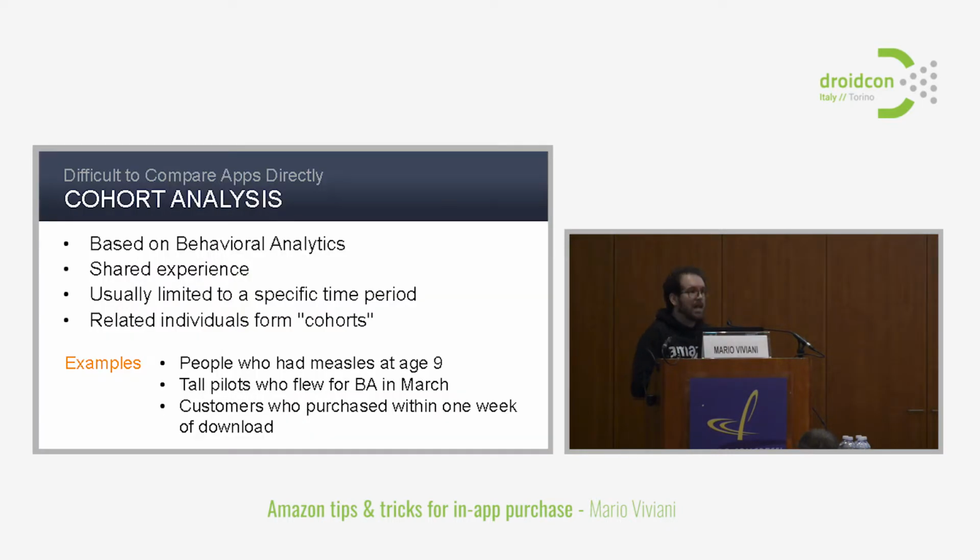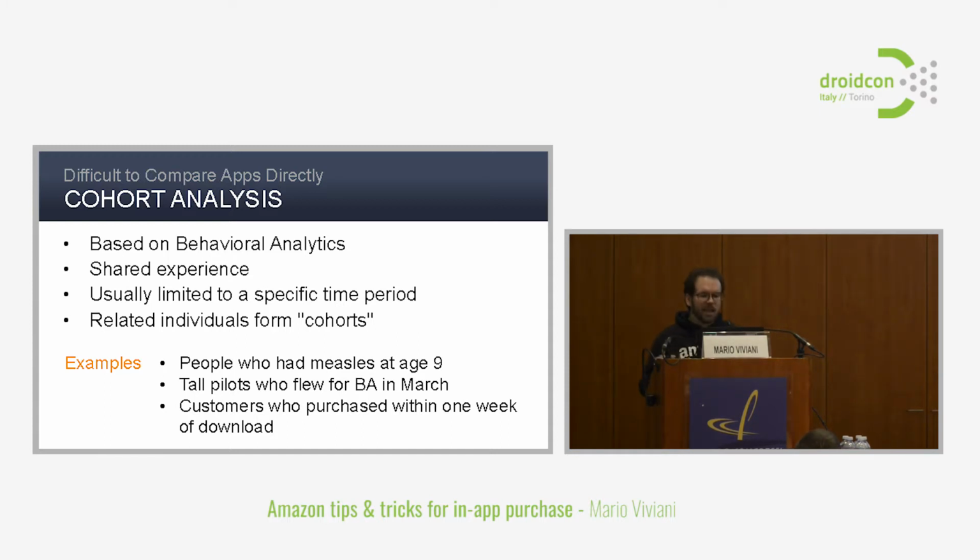In order to do this, at Amazon, we conducted what is called a cohort analysis. Basically, a cohort analysis is analyzing a group based on their behavior. It is usually around a shared experience, a specific behavior, and limited in time. An example of a cohort could be people who had measles at age 9, or tall pilots who flew for British Airways in March, or customers who purchased within a week of download. And the one that we actually did was this one in particular.